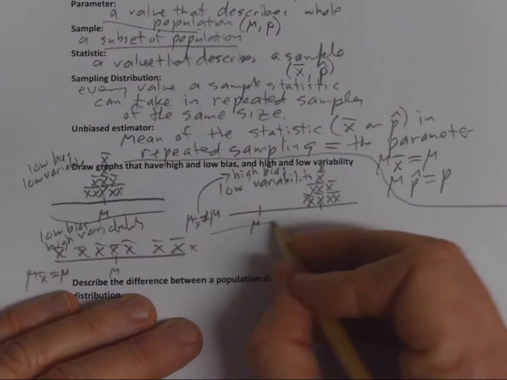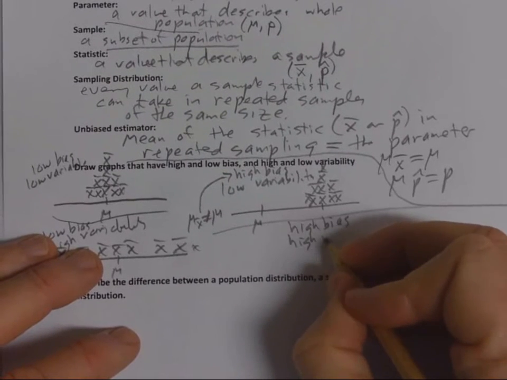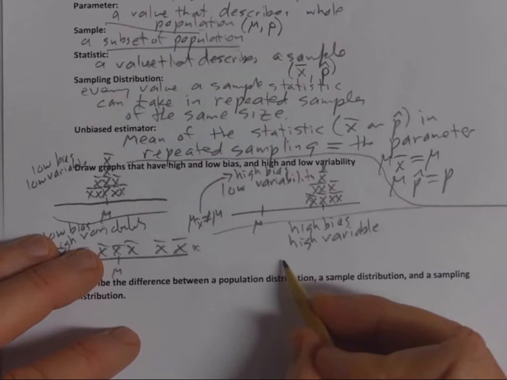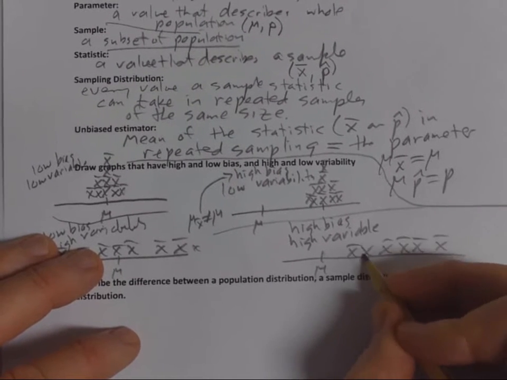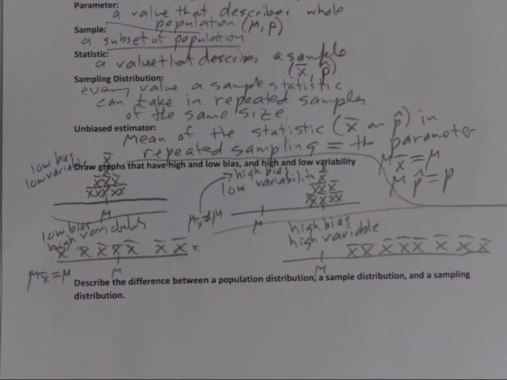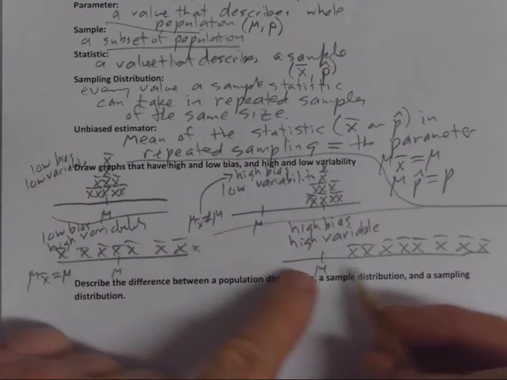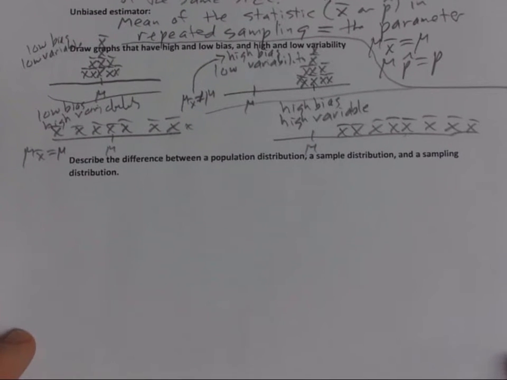And lastly, we have a situation where we have high bias and high variability. The average of these x bars is away from mu, and the x bars are really spread out. In this situation, I've got a really small sample size, and I'm doing things in a biased way. I'm not getting a random sample. I'm doing something like a convenience sample or a volunteer response sample, or some sort of survey with poor question wording or some other bad data collection. So the mean of my x bars is not going to equal mu, and they're really spread out. And that's a popular question in regards to sampling variability or sampling distributions.